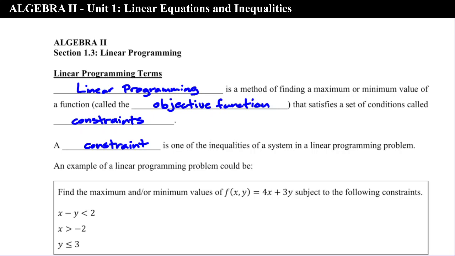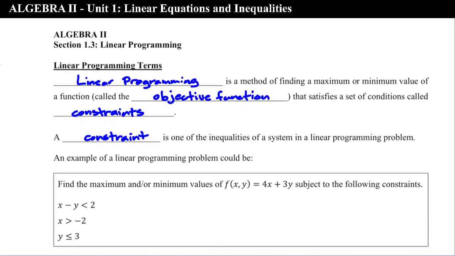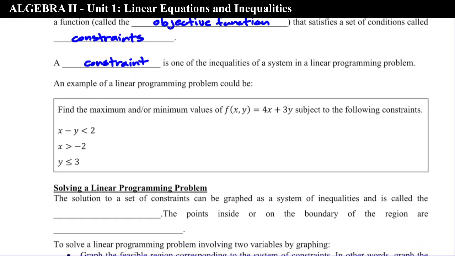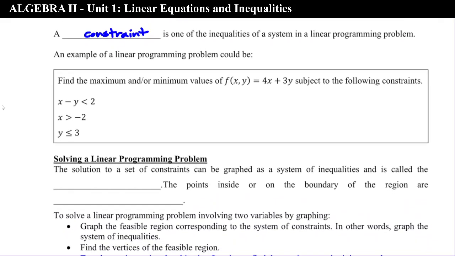Okay, so we're going to be limited by human constraints. We're going to be limited by time. So these are the things that we're going to be taking into account a little bit later when we start talking about applications. All right, so here's an example of a linear programming problem right here in this box.